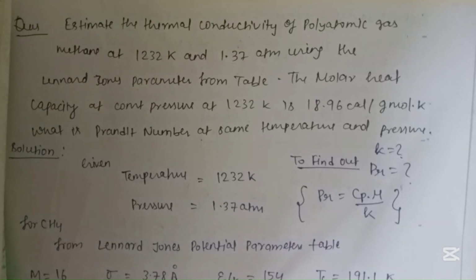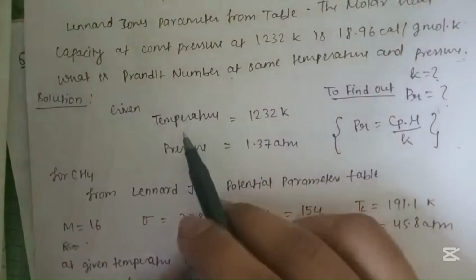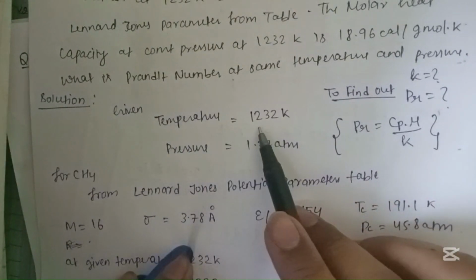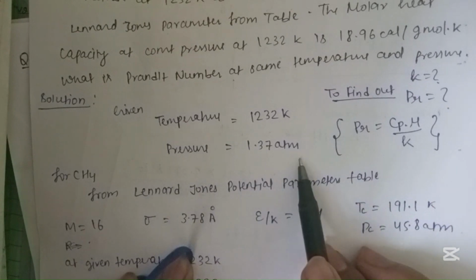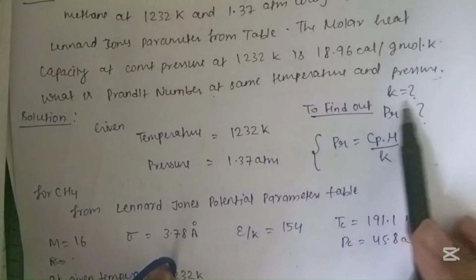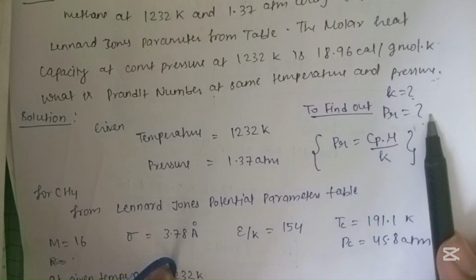So in this question we are given a polyatomic gas, methane, at a certain temperature and pressure, and we have to use the Lennard-Jones parameters from the table to estimate the Prandtl number and the thermal conductivity of methane. So let's extract the data. The given temperature is 1232 Kelvin and the pressure is 1.37 atmosphere, and we have to find the thermal conductivity and the Prandtl number.